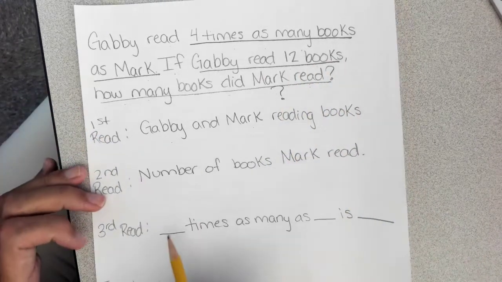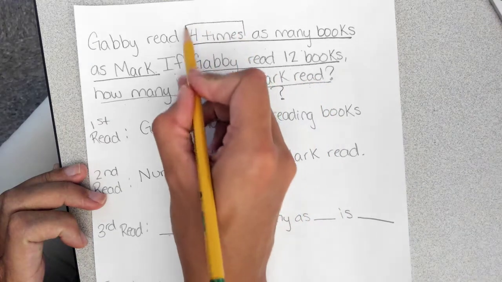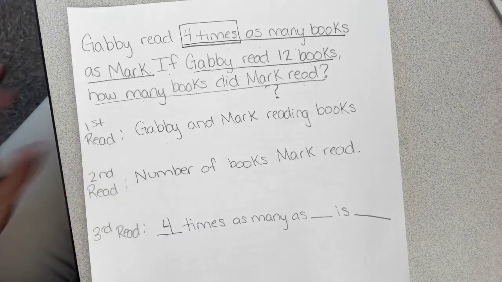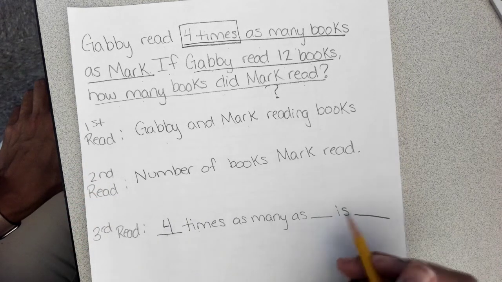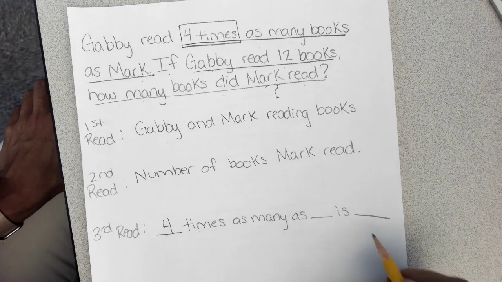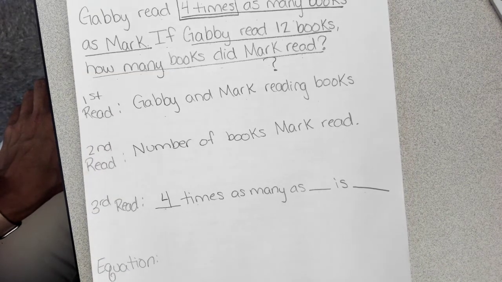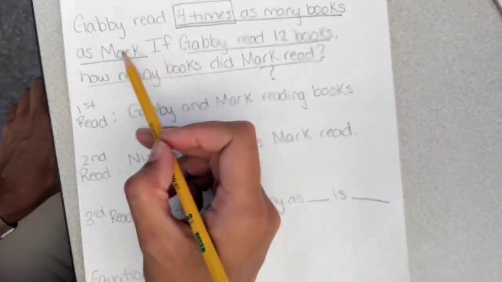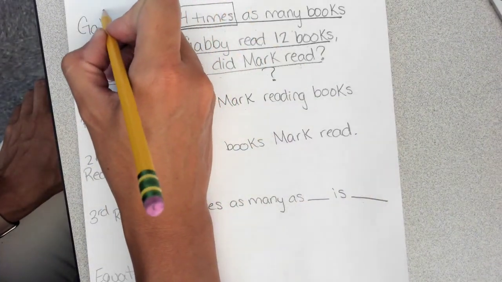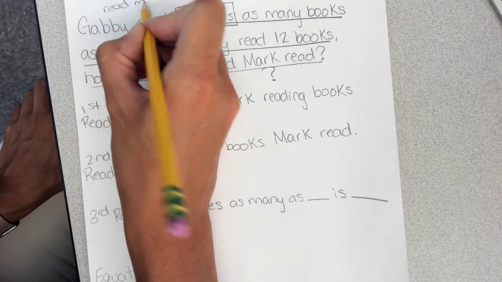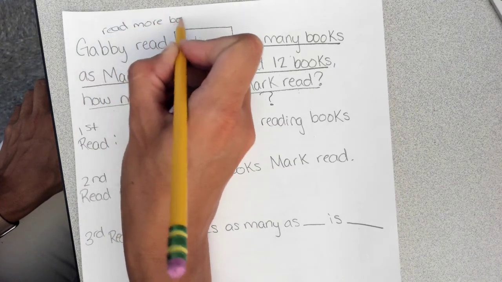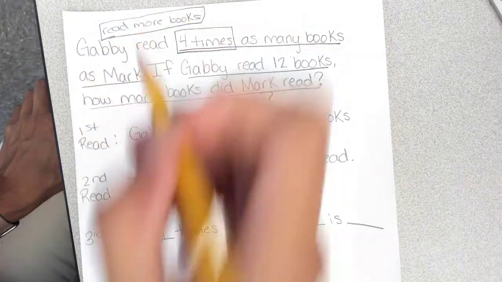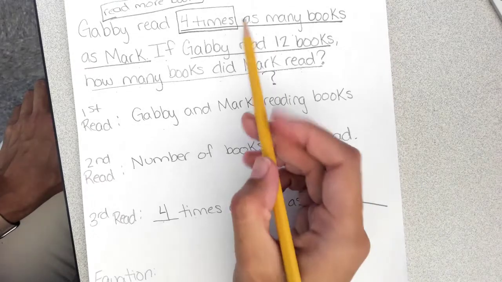So looking back with how many times, we already see 4 times as many. So right there, I know I can put 4 here. Now the next 2 lines are the struggle. So the first thing I might think of is who read more books. So Gabby is the one that read 4 times as many as Mark. So it looks like Gabby read more books. So she's going to have the bigger number. And what we're comparing it to is Mark.